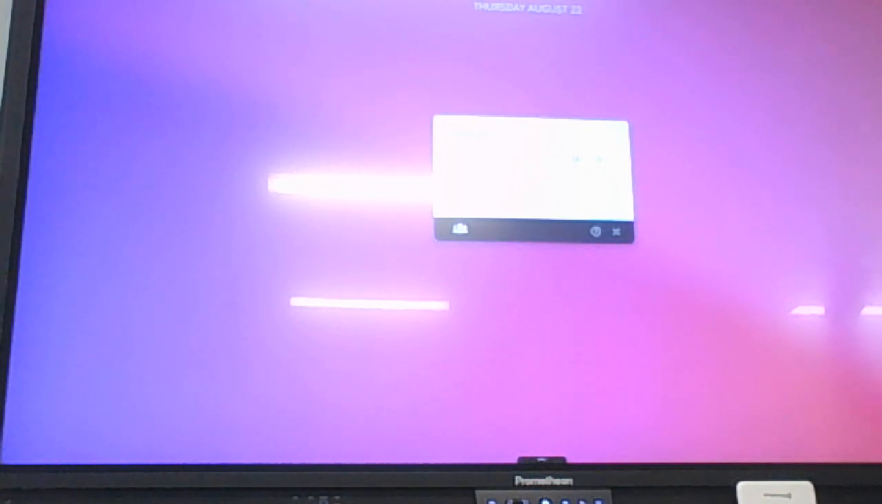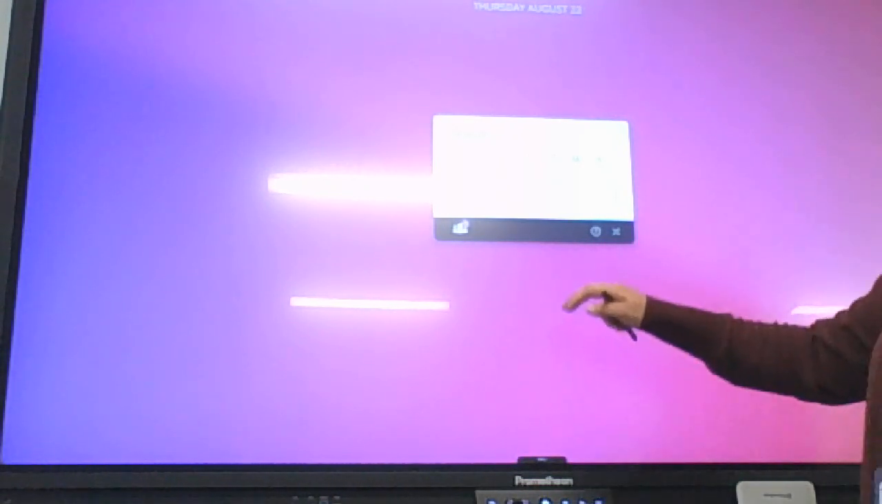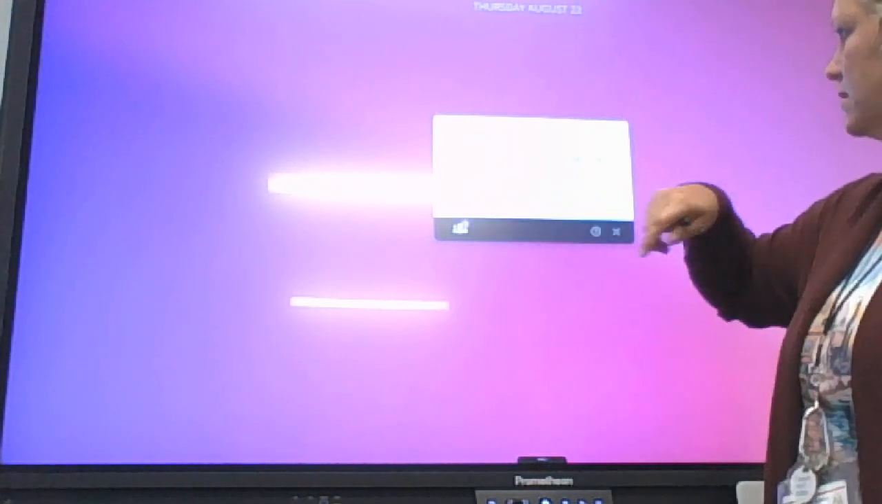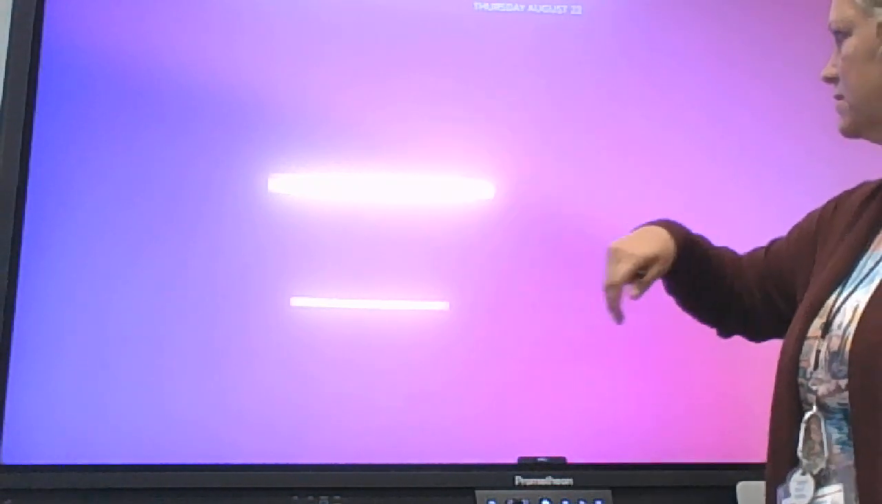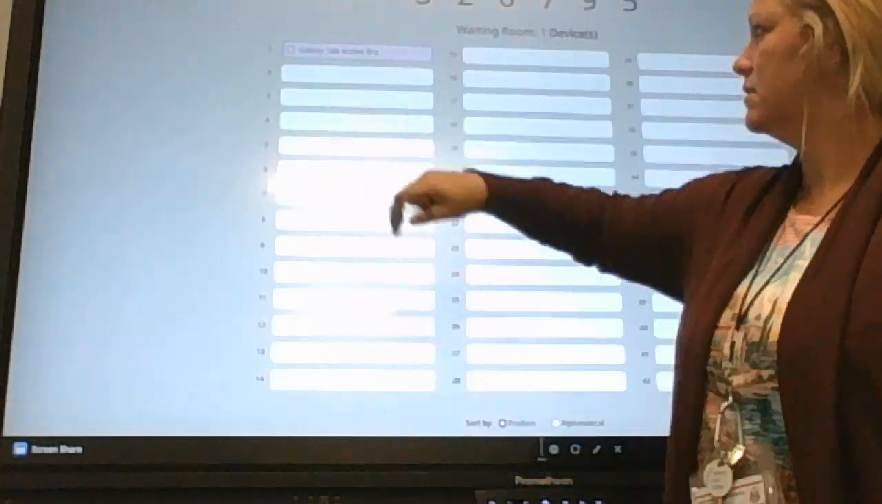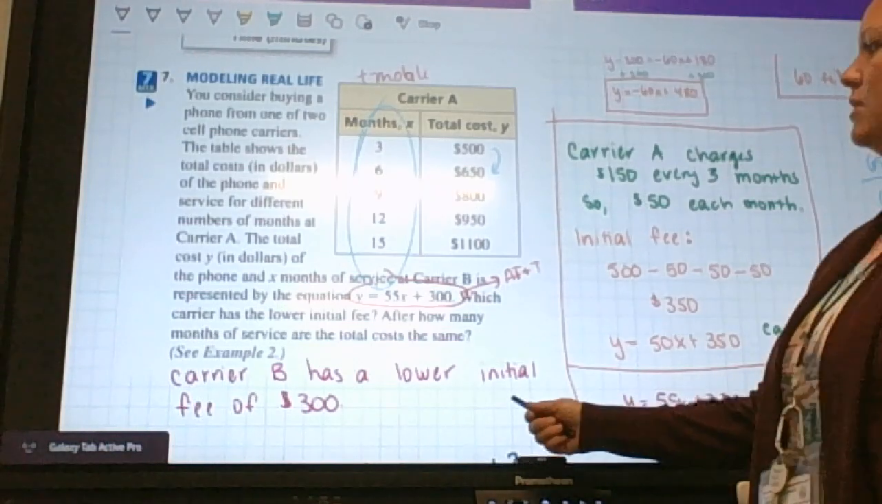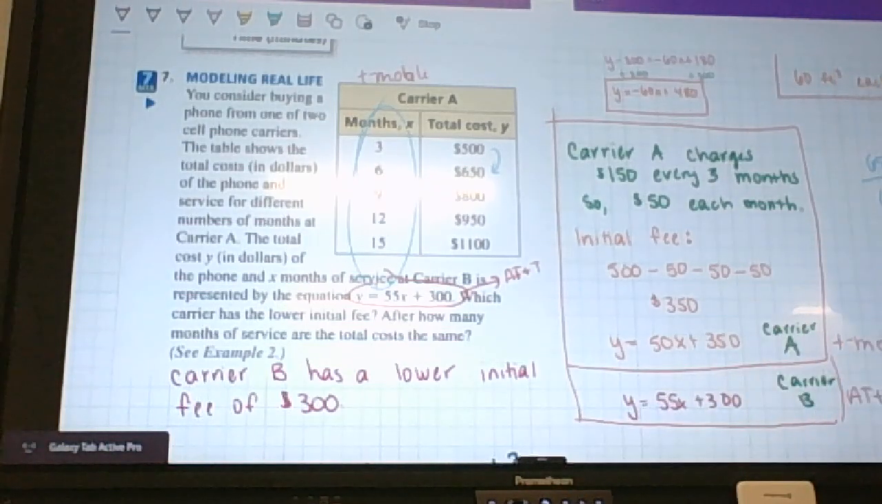Who in here wants to pay their own phone bill? Anybody? You'll care one day about this problem. One day you'll want to know who has the lower initial fee. Yeah, so carrier B has the lower initial fee of $300.